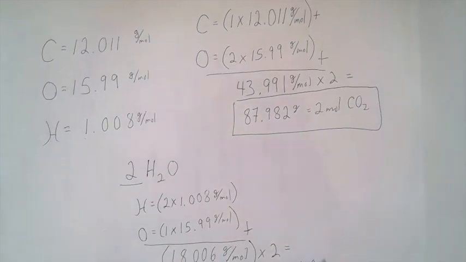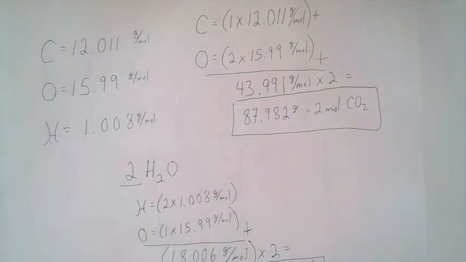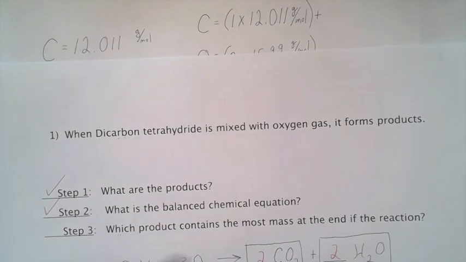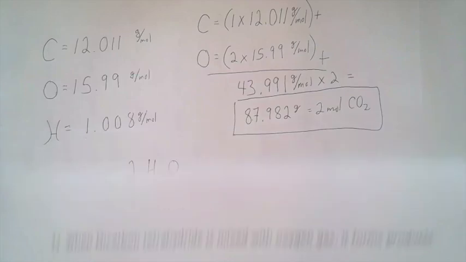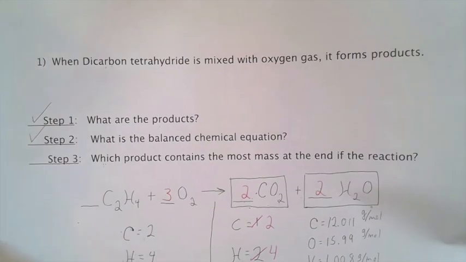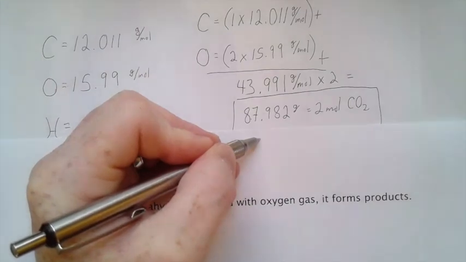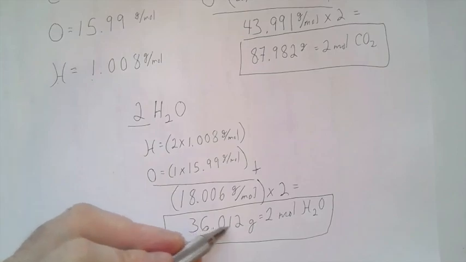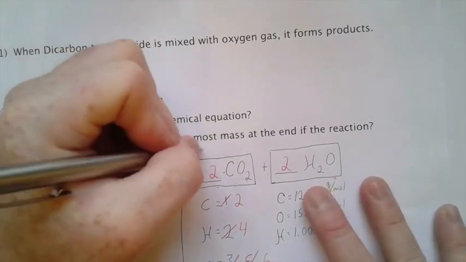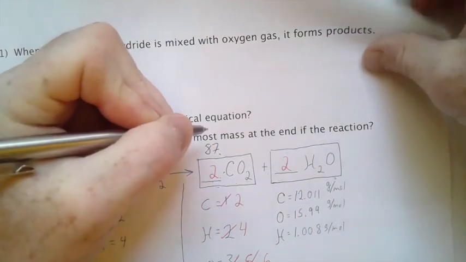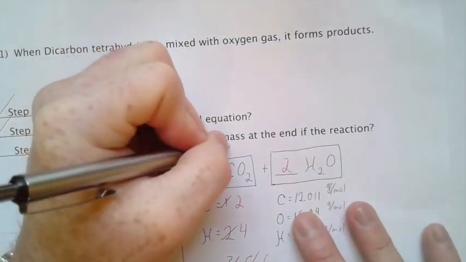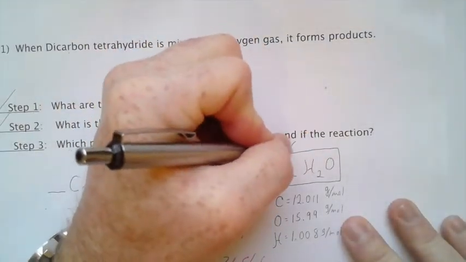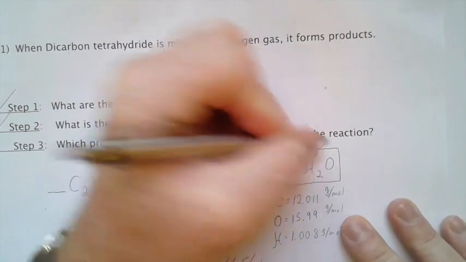Now, when we compare this number to this number, we finally have an answer for our third question. Which one has more mass at the end of the reaction? It's clearly carbon dioxide. Carbon dioxide comes in with 87.98, whereas water comes in with 36.02. So carbon dioxide wins with 87.98 grams versus water with 36.01 grams.